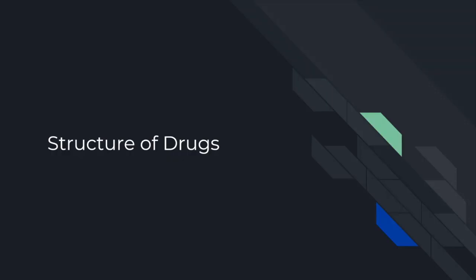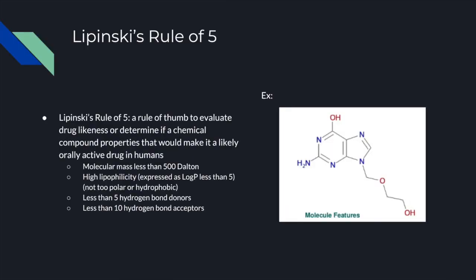Now we are going to explore the structure of drugs and how they are traditionally utilized to combat disease. Lipinski's rule of 5 is a rule of thumb to determine if the properties of a chemical compound make it a likely orally active drug in humans. The first component is that the molecular mass has to be less than 500 Dalton. This is because as molecular size increases, a larger cavity must be formed in water to solubilize the compound.